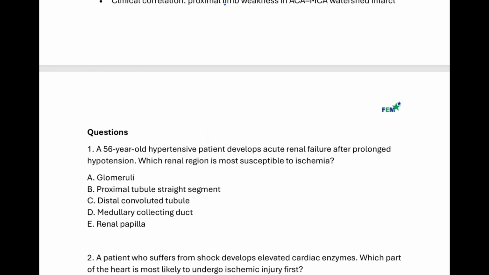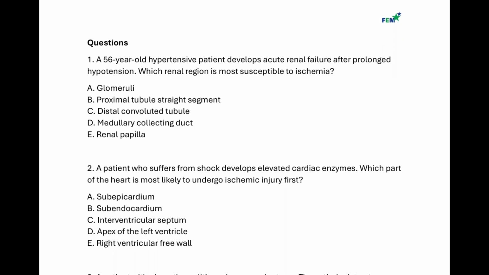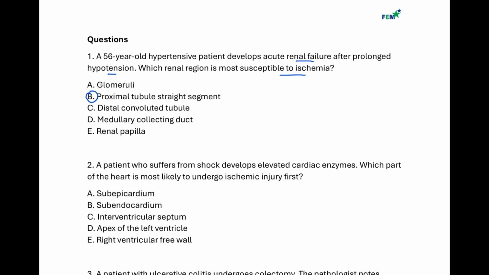And we've come to the end of today's lecture, guys. Let's do some questions. The first question: a 56-year-old hypertensive patient develops acute renal failure after prolonged hypotension. Which renal region is most susceptible to ischemia? The best answer, based on what we said, is going to be where? Very good. It's going to be the straight portion of the proximal convoluted tubule.